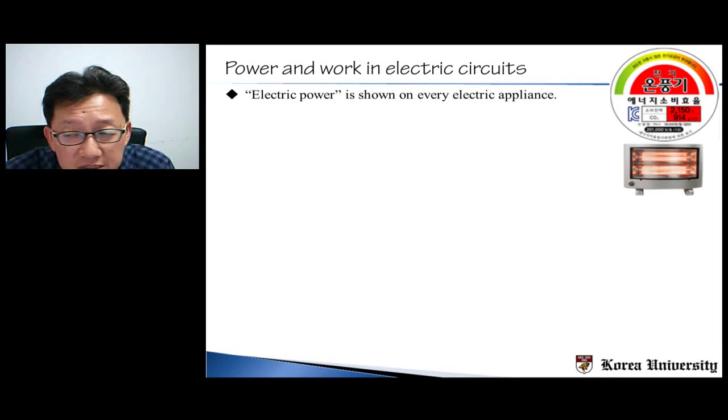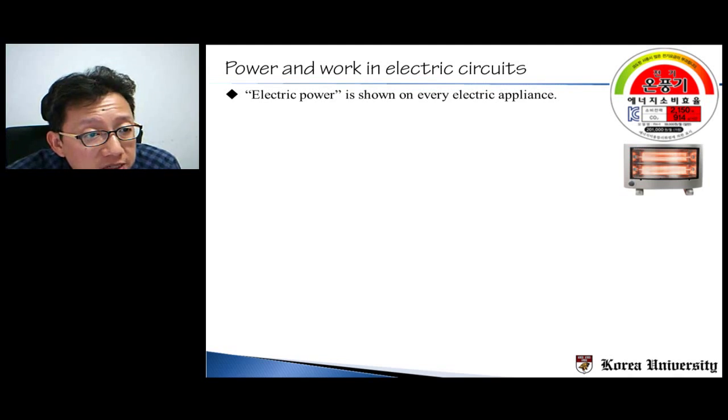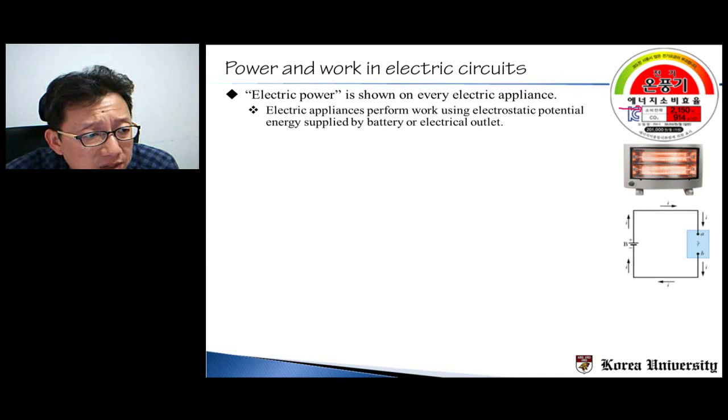And then here we will discuss how much work we can do using electric circuits. First we'll discuss electric power, which is shown on every electric appliance. Take a look at the figure on the right. It is a typical sticker you can easily find on any electric appliance, and it shows this number, which is the electric power. Okay, so what is this electric power?